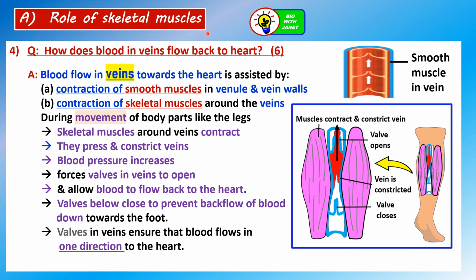So, the role of skeletal muscles in blood circulation. How does the blood in veins flow back to the heart? 6 marks. It can be asked as a structure or essay question.